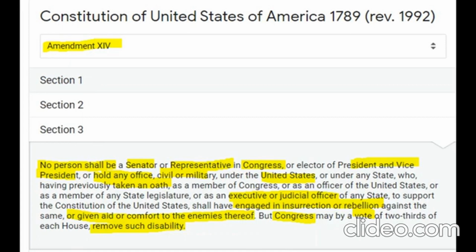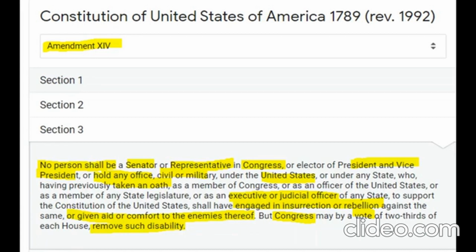Section 3 shows what Congress really is. No person shall be a senator, member of Congress, president, vice president, judge, or an executive. And notice, civil or military. So a banking executive or CEO of any large corporation cannot be a person, aka citizen of the United States. You must be a people.